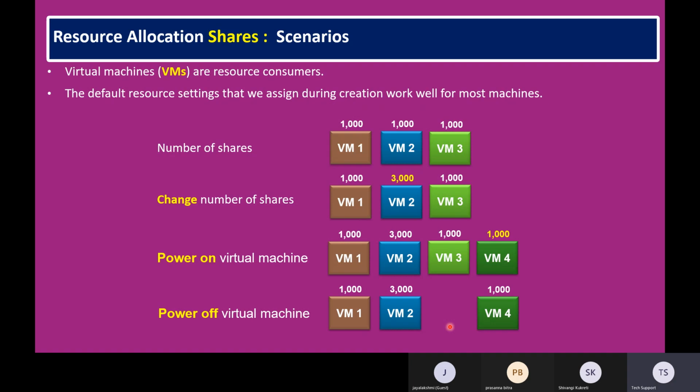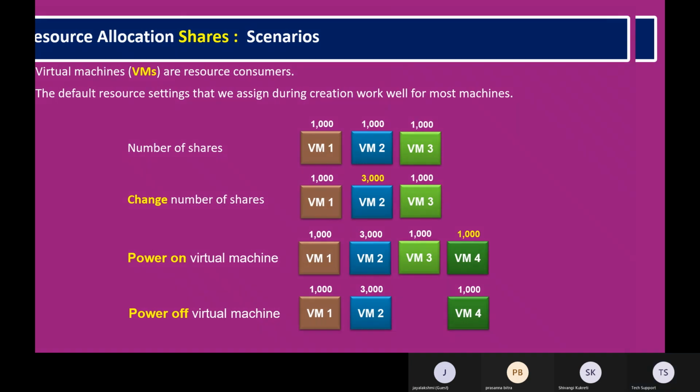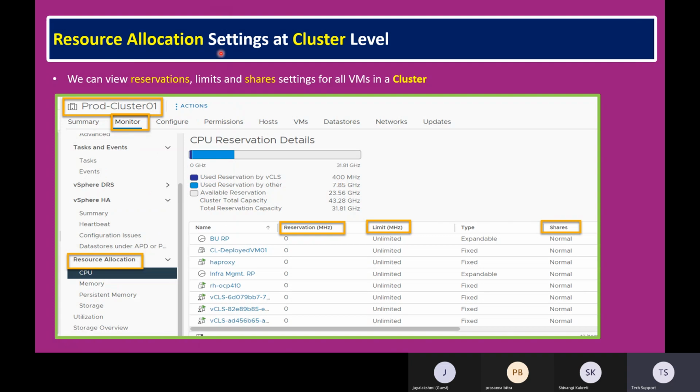Now we'll observe how we can verify this shares information from the cluster level. Let me show you the next slide: resource allocation settings at cluster level. If you want to see this resource setting at the cluster level, log into the vCenter server and select your cluster. Suppose I select the production cluster. Go to the Monitor tab. Under the Monitor tab, there is a separate tab for resource allocation.